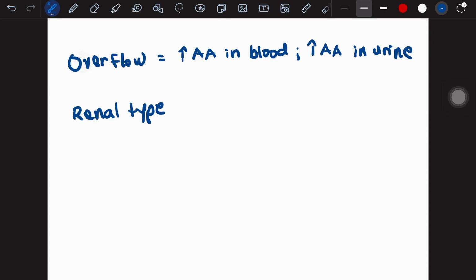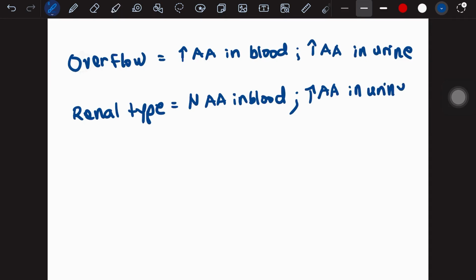What about the renal type? This one occurs secondary to kidney disorders and due to impaired renal tubular reabsorption. This time, is the amino acid in blood increased, decreased, or normal? Here, the level of amino acid in blood is normal. The problem is in the kidneys. That is why the amino acid in urine is high. So that's how you differentiate the two.